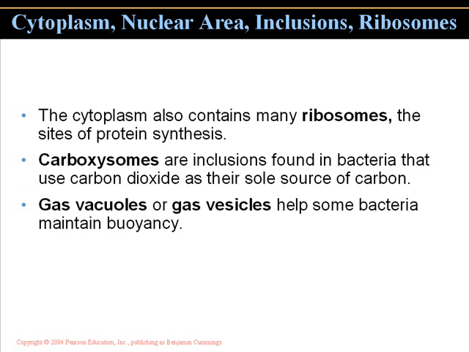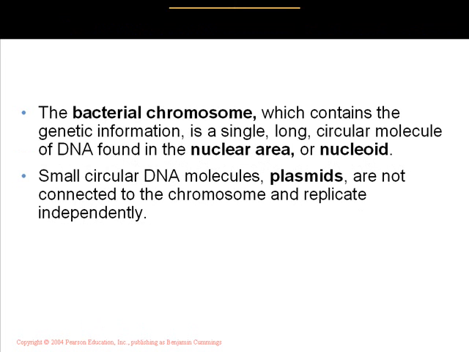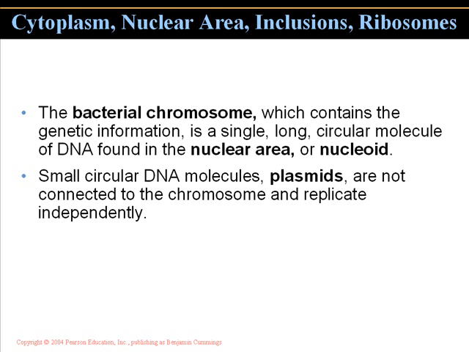Carboxysomes are inclusions found in bacteria that use carbon dioxide as the sole source of carbon, and then gas vacuoles or gas vesicles help some bacteria maintain buoyancy. The bacterial chromosome, which contains genetic information, is a single long circular molecule of DNA found in the nuclear area called the nucleoid. Small circular DNA molecules called plasmids are not connected to the chromosome and replicate independently.